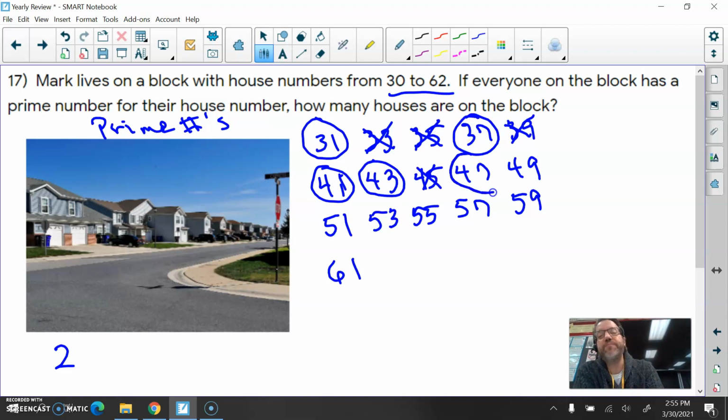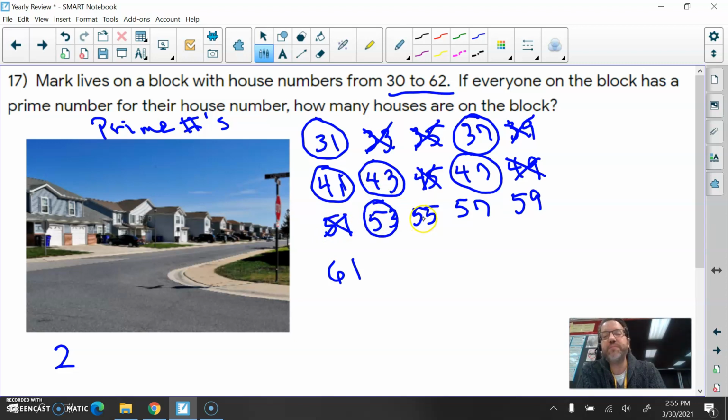47, now that's prime. 49, is that prime? Nope. 7 goes into it. So that's out. Now here's where it starts getting a little tricky. See, 51, guess what? 5 plus 1 is 6. 3 goes into 6 2 times. This is composite. 3 times 17 is 51, so we need to eliminate that one. 53, though, that's prime.